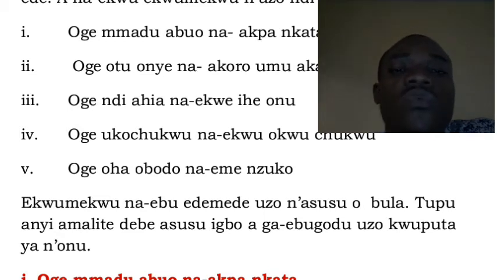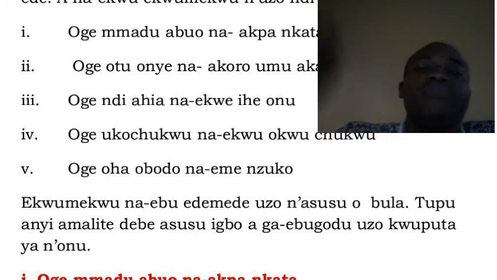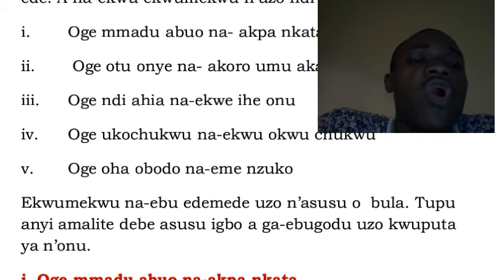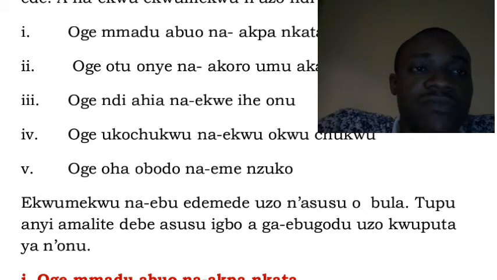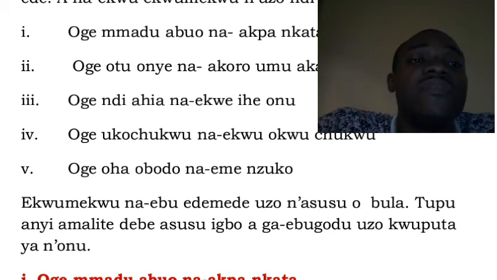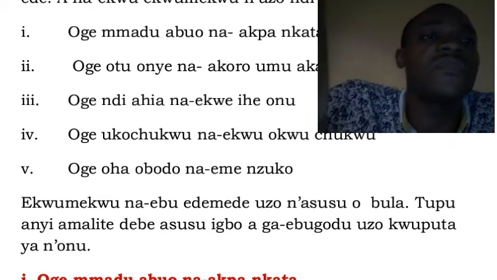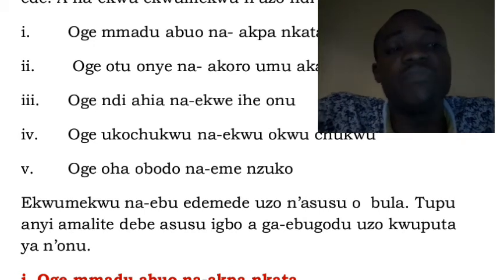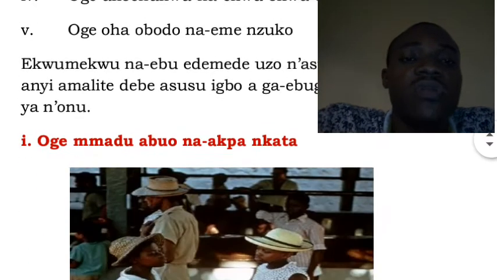Ekwumekwu na-ebu edemede ụzọ n'asụsụ ọbụla. Tupu anyị amalite debe asụsụ Igbo, a ga-ebugodi ụzọ kwupụta ya n'ọnụ. So here they are trying to tell us that a communication or dialogue is being said before writing it down. So you say something, then you write it down. Just like in a meeting, the secretary is there and people are talking, trying to air their opinion. The secretary is busy writing down. So it's when you talk, you write. So you don't write before talking. That is what this place is trying to tell us.